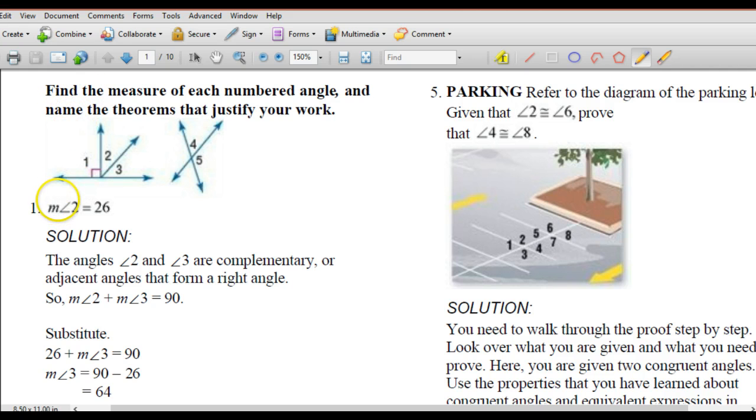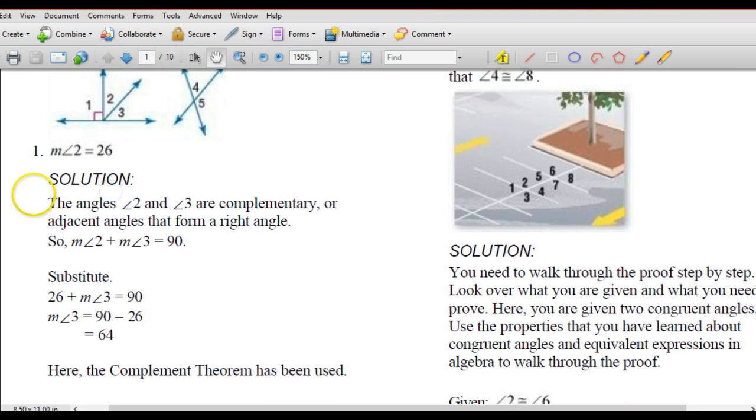So we set up our equation, the measure of 2 plus the measure of 3 is equal to 90. From there we substitute in 26 for the measure of angle 2. Then we subtract 26 from both sides, so we get the measure of angle 3 is equal to 64 degrees. So once again the complement theorem has been used in this case, which states that if two angles are adjacent and they form a right angle, then they will be complementary.